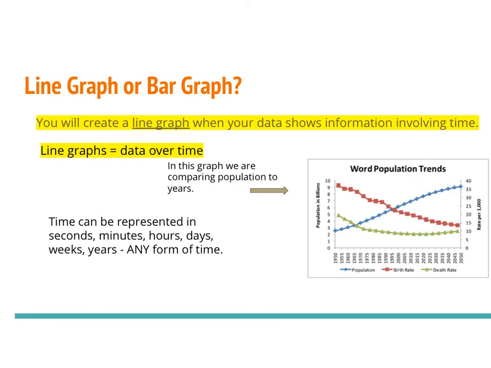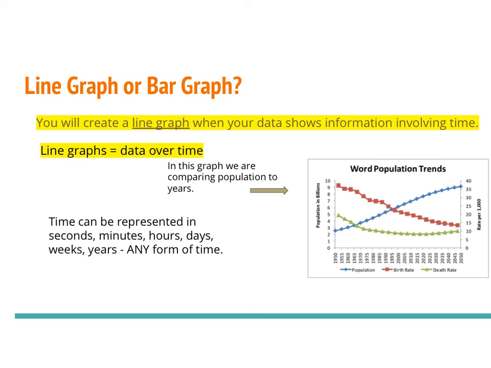Now that your graph is set up, you have to decide if you're going to make a line graph or bar graph. You will create a line graph when your data shows information involving time. Time can be measured in seconds, minutes, hours, days, weeks, years. Those are all different forms of time. Okay? So we always think line graphs equals data over time.